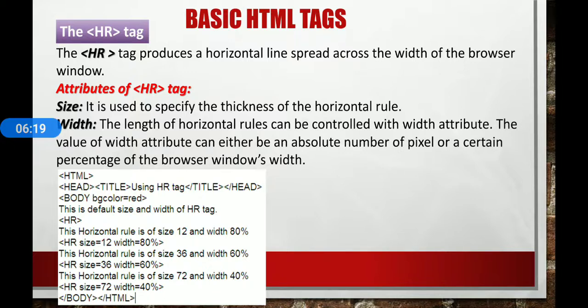A pixel is one of the many teeny dots that make up the display on your computer. If you divide an inch into 72 points, then one such point is generally equal to a pixel. In this program, first only the HR tag is given there, so it will display in default size and color.